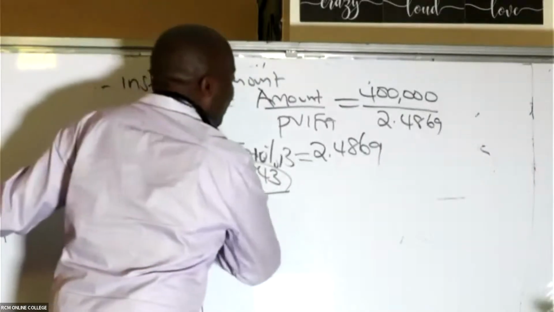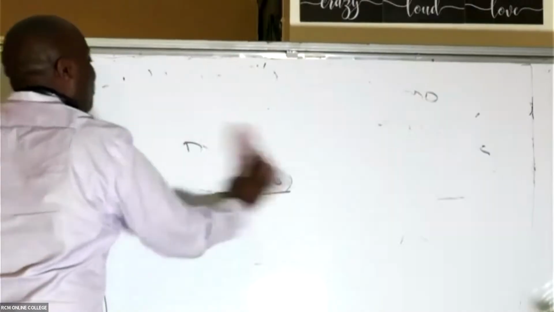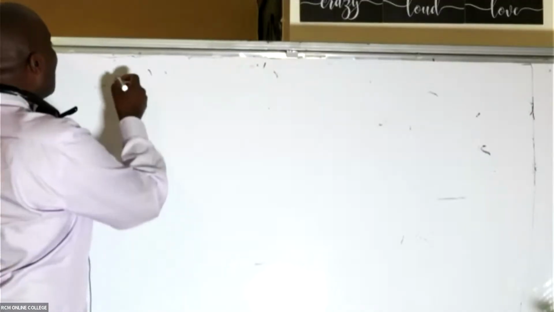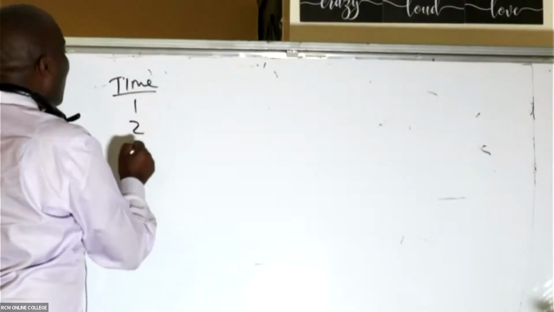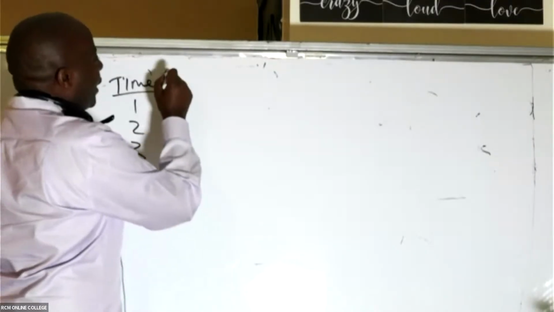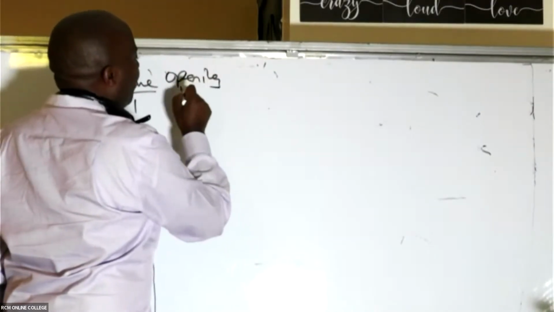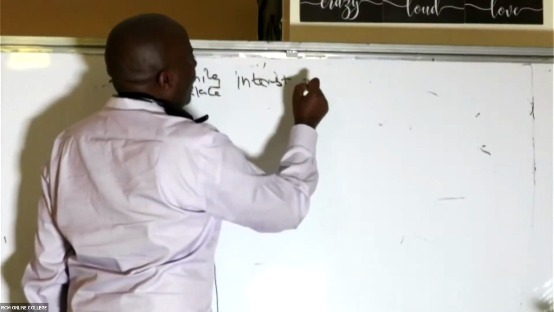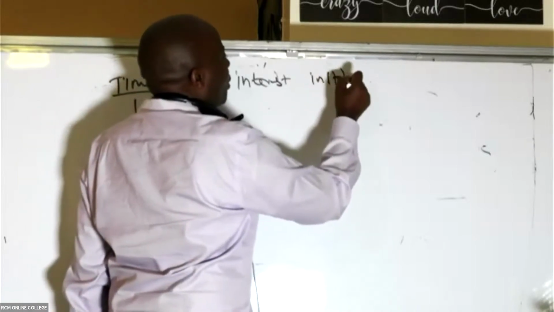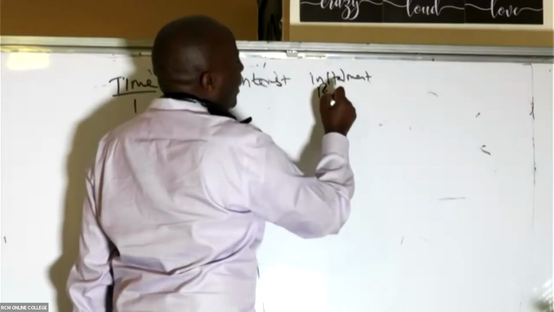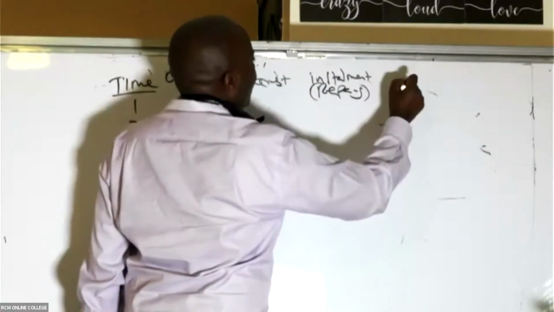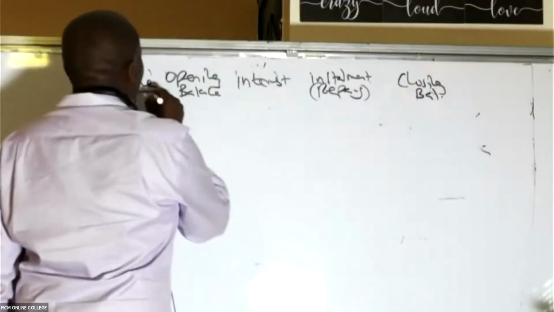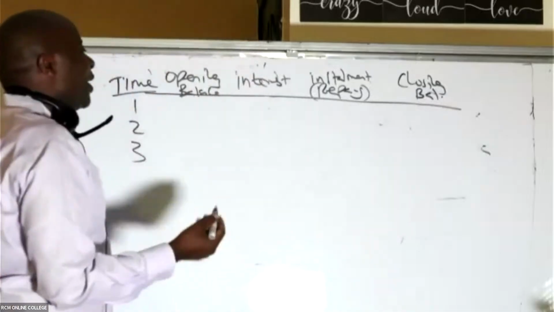So long as I have my headings right, I will be halfway correct. Headings are everything here. So we have the time: 1, 2, 3 years. Then the opening balance, which will lead to interest. Then we have the installment, which is our repayment. Then we have the closing balance. Armed with this, I'll get everything.